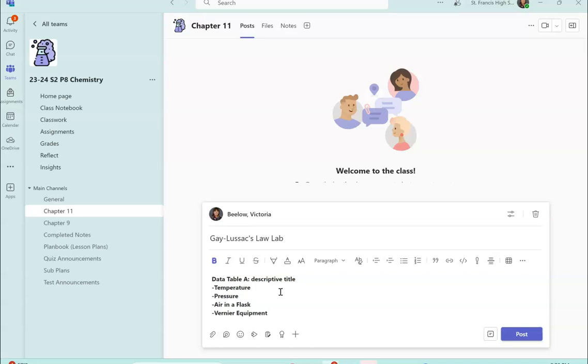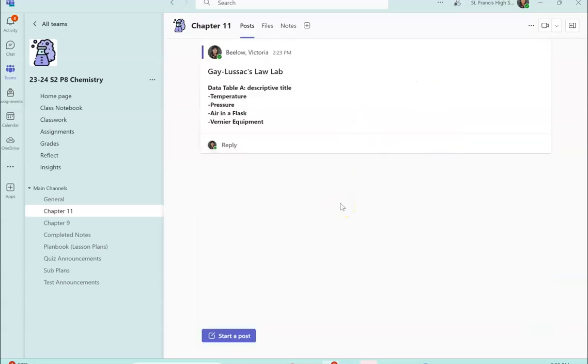So obviously you should put it all together into a nice title. So for example, temperature and pressure of air in a flask measured using Vernier equipment. That tells me a lot about your data. It tells me what you measured, what was the gas, what was it inside of, and what equipment you used, okay? So I will post that for you. Make sure when you write your title, both for the table and for the graph, okay? For your graph, it'll be pressure versus temperature, and then the rest of the descriptive title, okay?